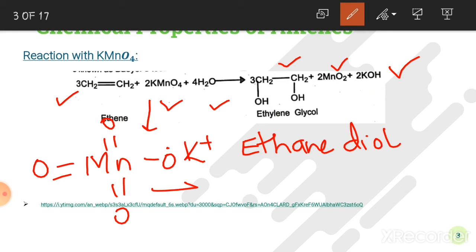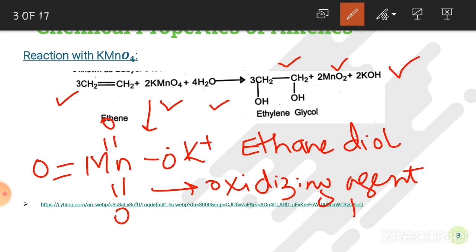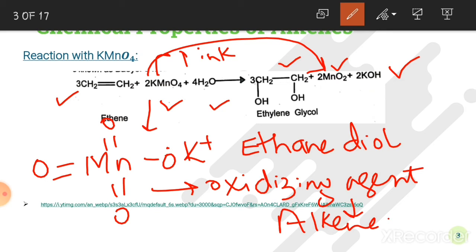Now this potassium permanganate is an oxidizing agent. It oxidizes the alkene. This potassium permanganate here is pink in color. When it gets converted into manganese dioxide, then that pink color gets converted into brown color. So that color change reflects that the reaction has been completed.